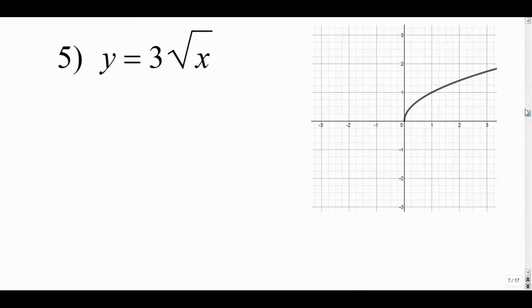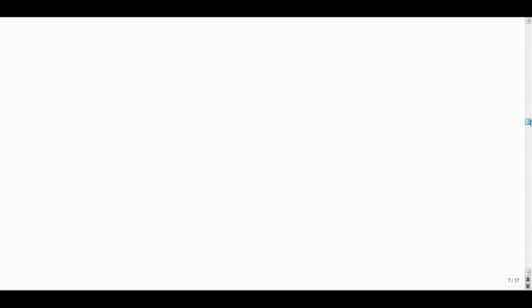Number 5, we're switching gears. We're going back to our root function. This is a number out in front that vertically stretches. It's a vertical stretch of our parent function. So what we're going to do is, in red, if we plug in 1 right here, 3 times the square root of 1 is just 3. So you can see how much the new function is stretched vertically. Other than that, it doesn't change, it doesn't slide or flip over.